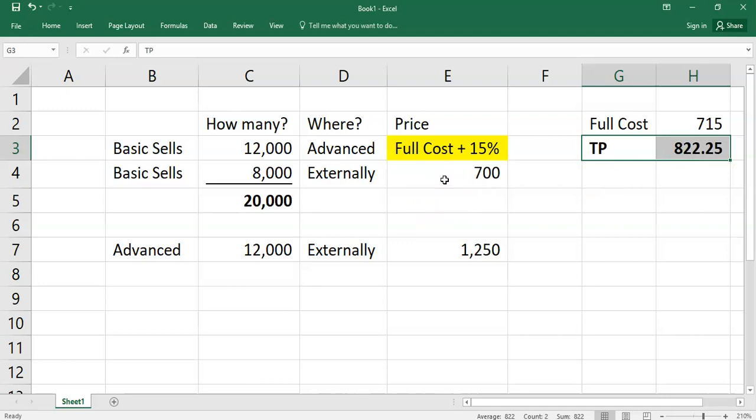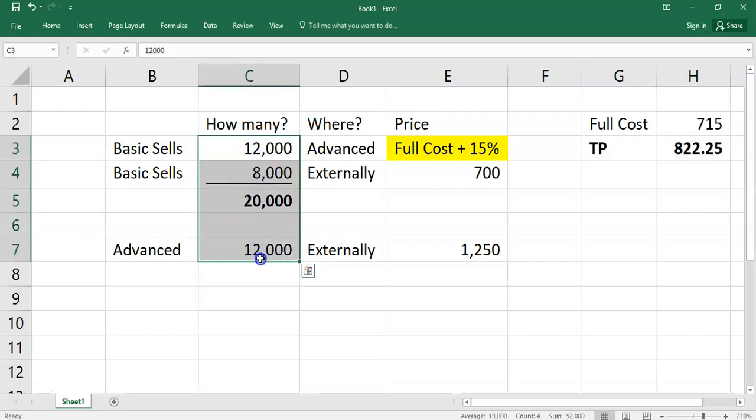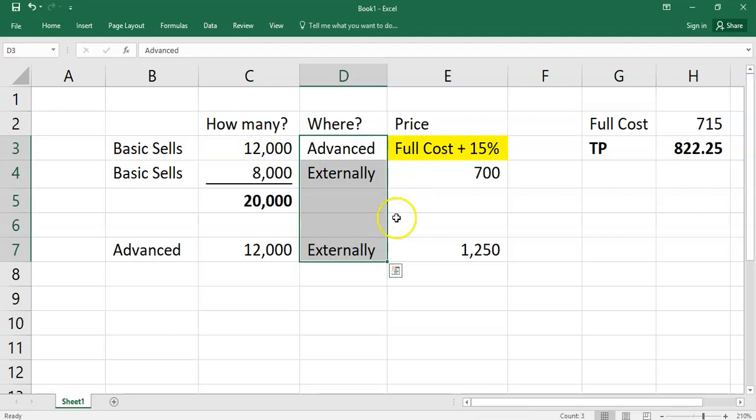Now that is a lot higher than what they can sell externally at. But they don't necessarily have to be the same thing. That transfer price is set by Perk Limited. And that's what you're going to be commenting on in part B. Is this a good or bad transfer price? So you've set up now how many has been sold, where has it been sold, and what the price is.